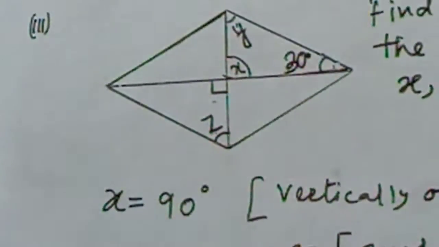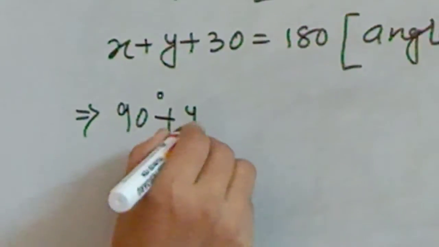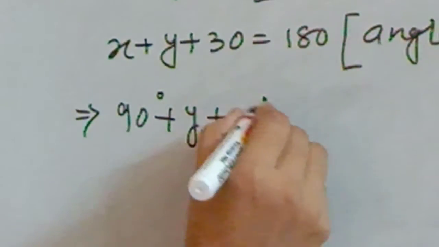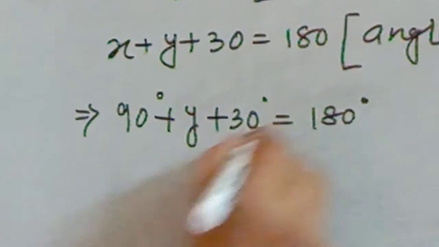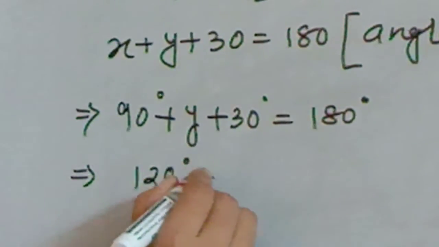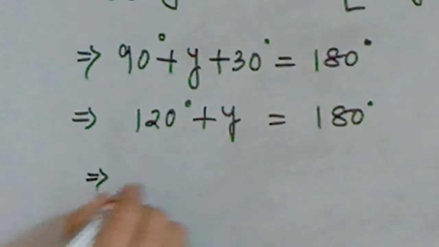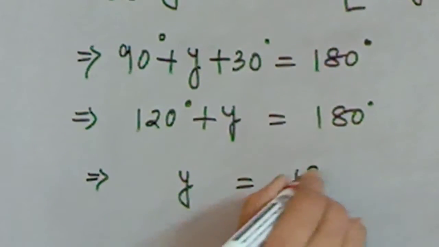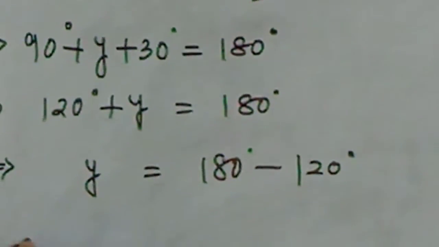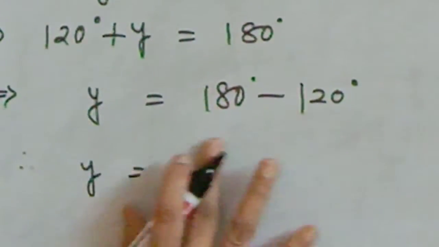Now you know the value of x is equal to 90 degrees, but you don't know the value of y. So 90 plus 30, 120 degrees, plus y is equal to 180 degrees. Therefore y is equal to 180 degrees minus 120 degrees by transposing and subtracting. So y is equal to 60 degrees.